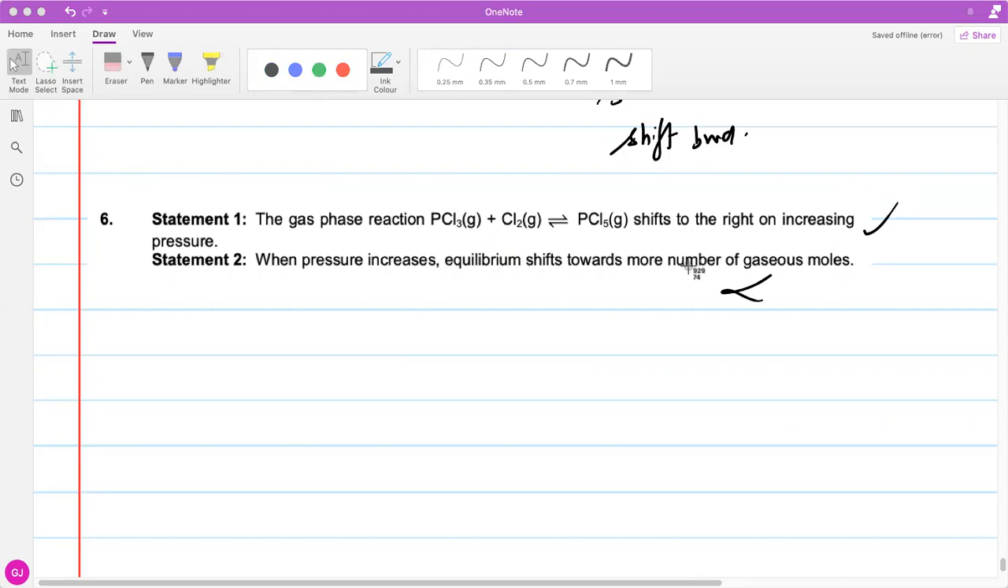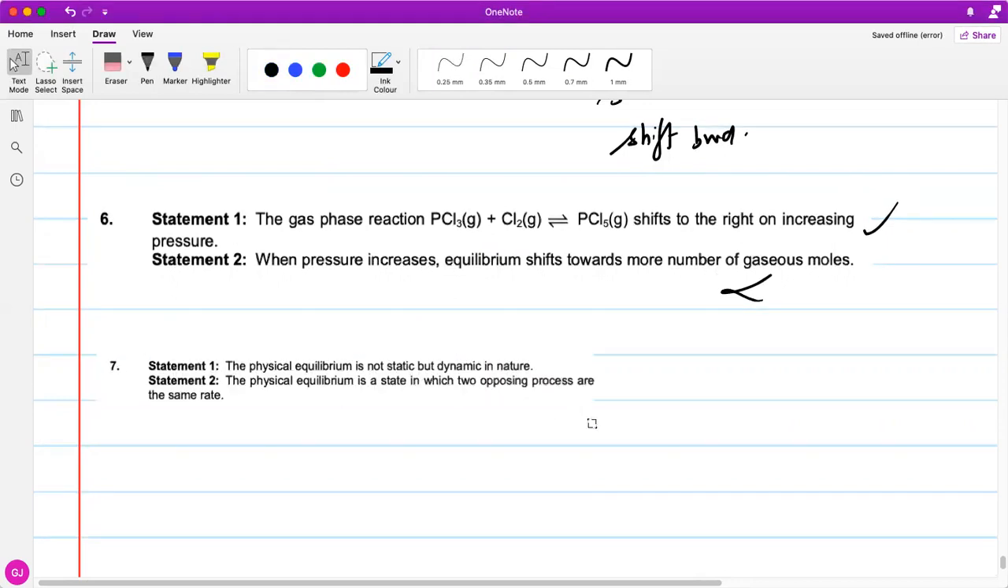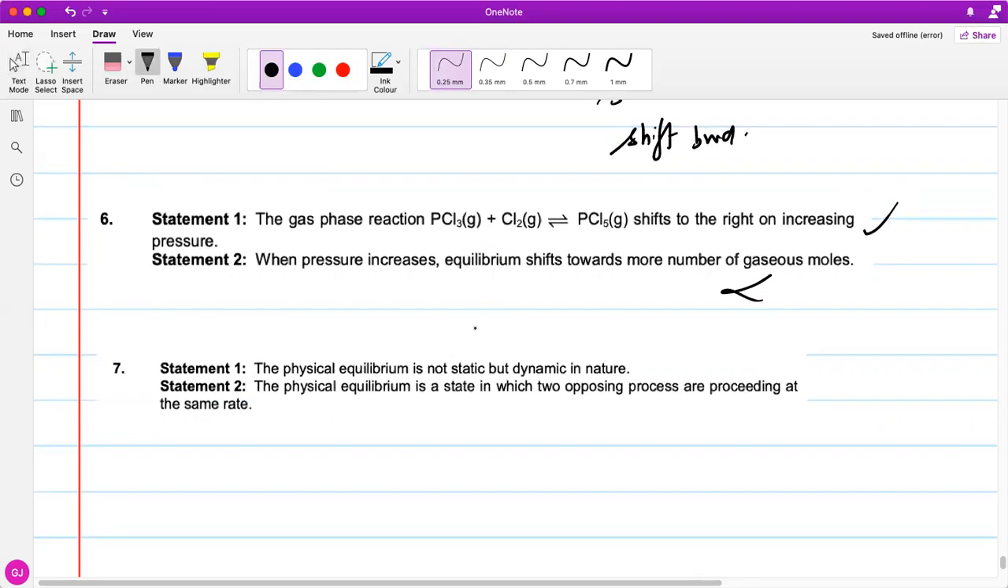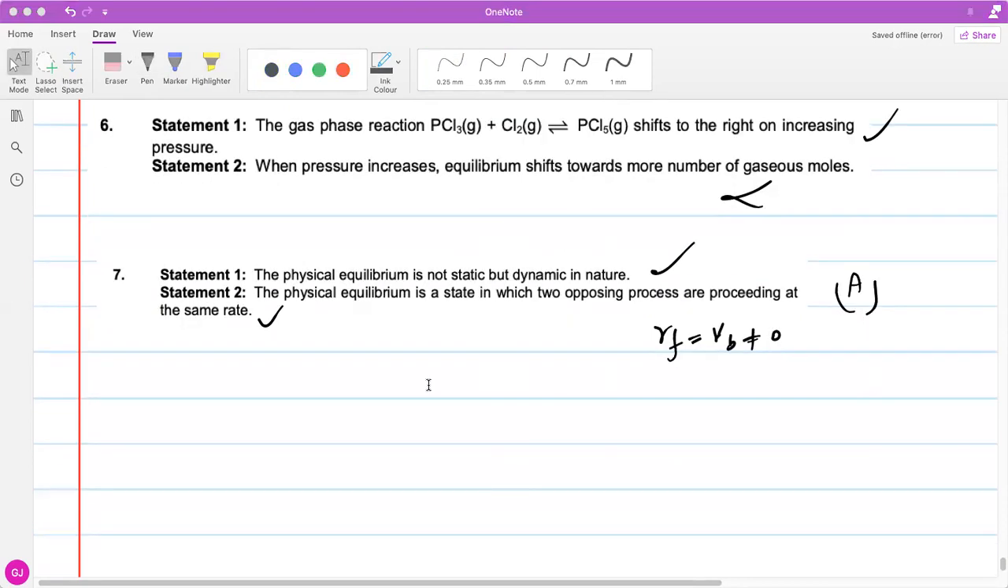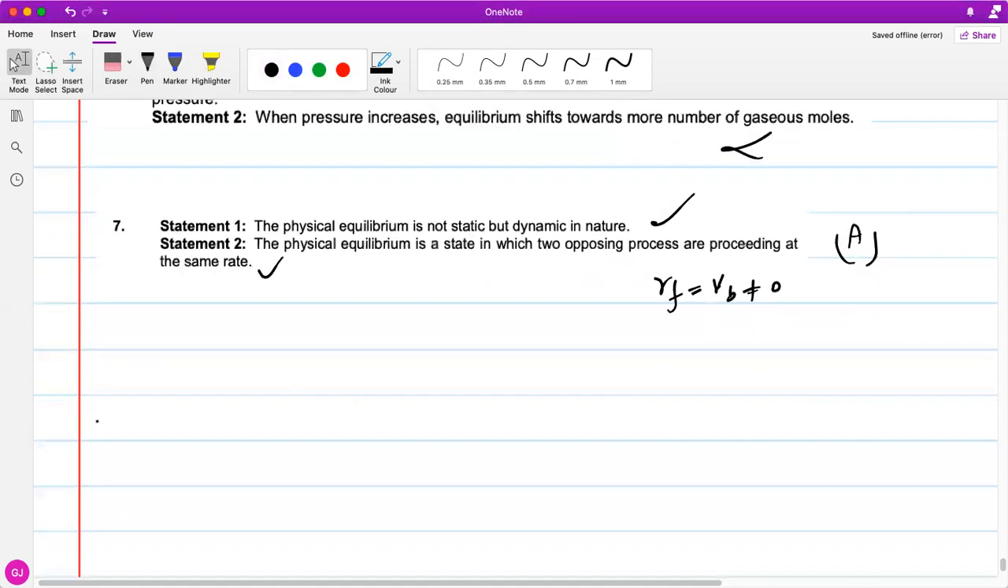Then the seventh assertion reason: the equilibrium is not static but dynamic in nature. Yes, that is correct. The physical equilibrium is a state in which two opposing processes are proceeding at the same rate. So that is correct. And the explanation is also correct that the rate is not 0. Rate forward is equal to rate backward and not 0, right? So both the statements are correct, and the second statement is an explanation, right?